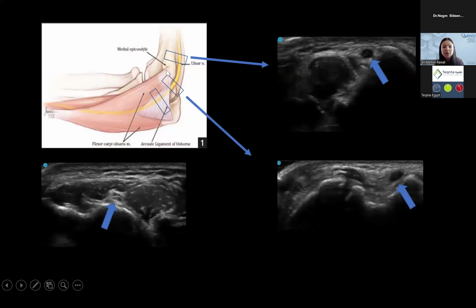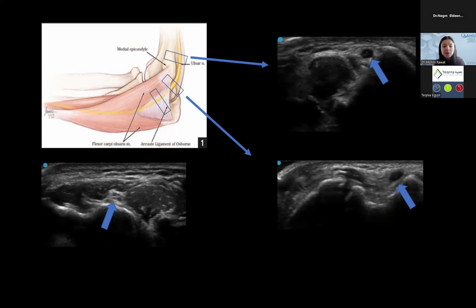Then we keep the probe between the medial epicondyle and olecranon, and same thing, you find the nerve closer to the medial epicondyle. When the nerve enters the two heads of FCU through the arcuate ligament, you will see the nerve as a brighter outer line and then hypoechoic fascicles inside. So this is a normal appearance.